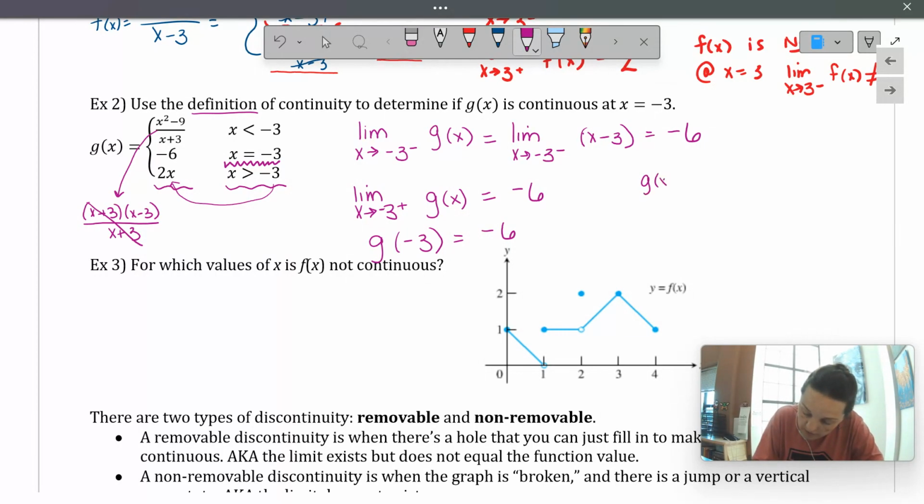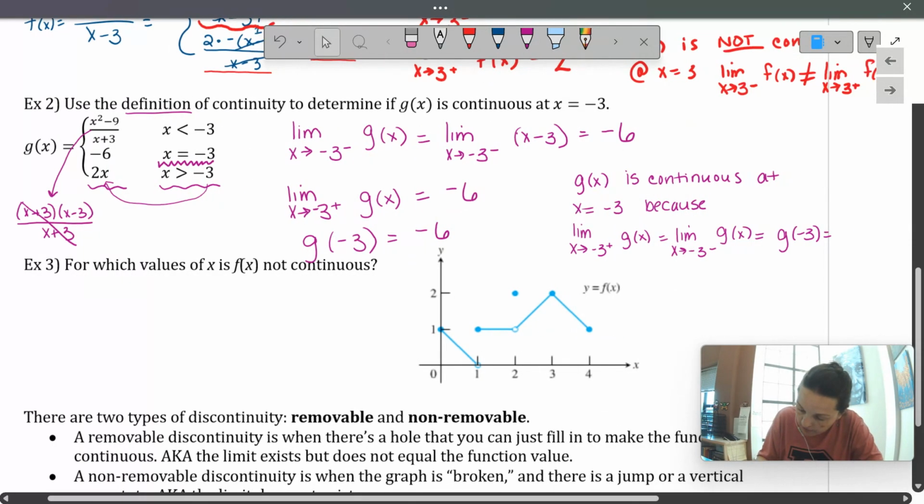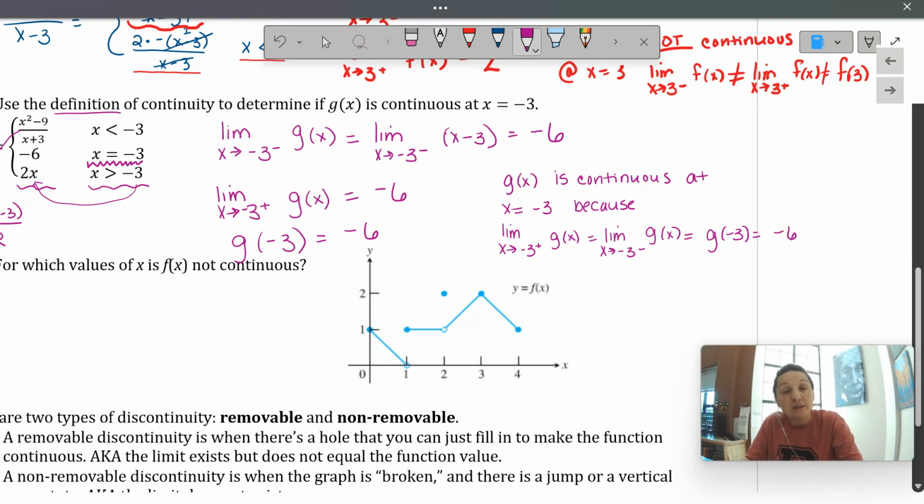So g of x is continuous at x equals negative 3 because the limit as x approaches negative 3 from the right equals the limit as x approaches negative 3 from the left equals g of negative 3, which, just for added benefit, is negative 6. And all of those things are the same. Therefore, g of x is continuous.